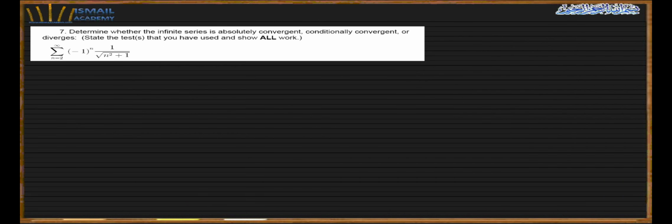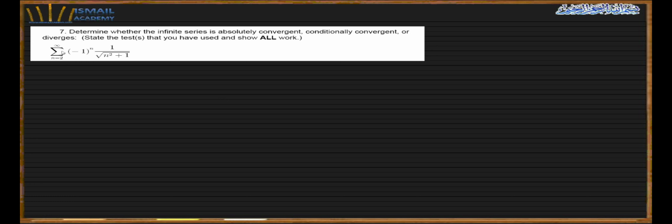Alright, in this question, which is a series question, they ask me if it's absolutely convergent or conditionally convergent. So here I have an alternating series, and let me check first if it's absolute, because if it's absolute, that means it's also conditional, so I don't need to check conditionally if it's absolute. So let me start with the absolute test.